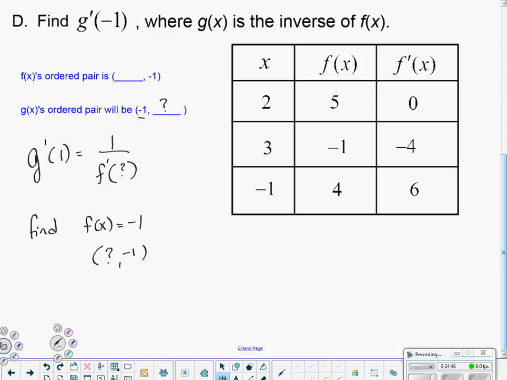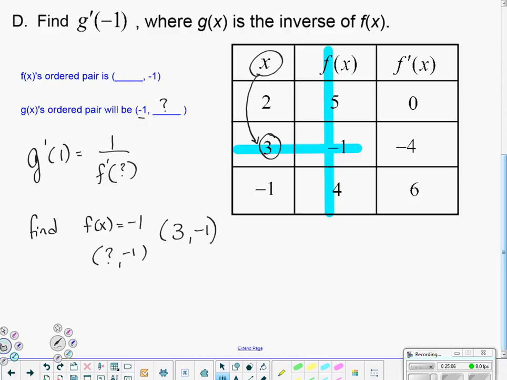Well, go to the table. We have f of x on our table. For f of x, I see -1. It corresponds to an x value of 3. The x value is 3 to get -1. So I get an ordered pair of (3, -1). (3, -1) is our f of x. That means (-1, 3) is my g of x. Okay, well now we can come back to this question and finish it.